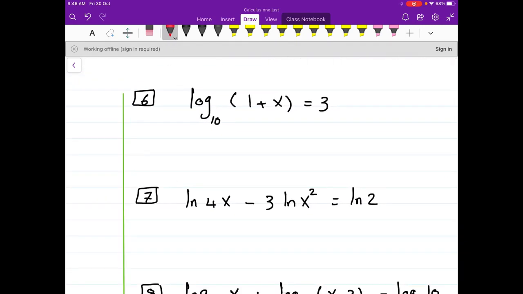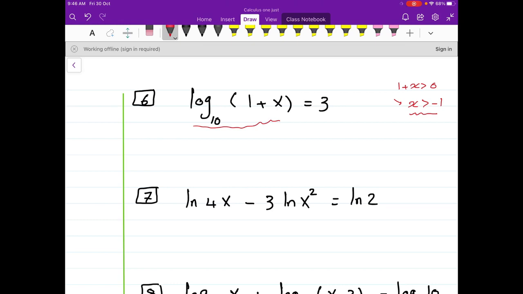To solve the equation log of 1 plus x equals 3 for the base 10. Before we solve, what is the domain for this function? The domain is x greater than minus 1. Why? Since inside the log, 1 plus x must be positive, so x is greater than minus 1. Any value you find to solve this equation must belong to this interval.